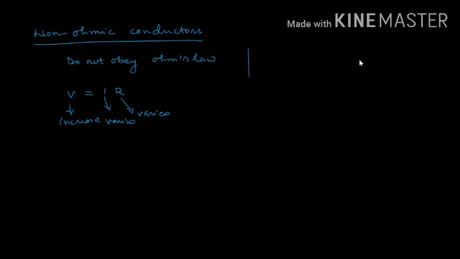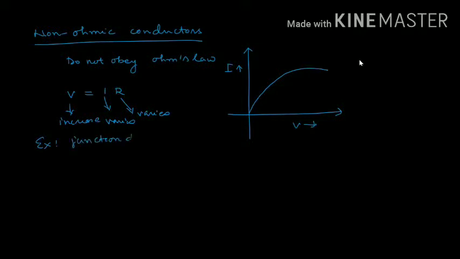So let us show graphically. Now V is plotted along the x-axis and I is plotted along the y-axis. Suppose this is the nature of the graph for non-ohmic conductors. The examples of non-ohmic conductors are junction diode, electronic valve, etc.